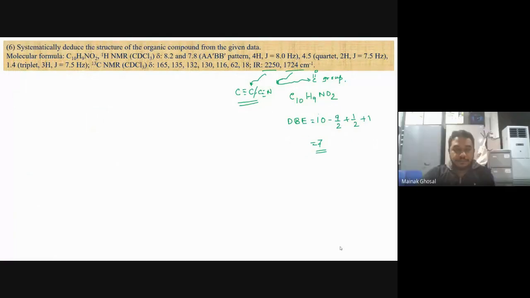Okay, so from this information, I can say what kind of functional group could be present from this IR: there could be C triple bond C or C triple bond N, or any kind of carbonyl functional group. Generally carbonyl functional groups come nearly at 1680 to 1690 in this range, but it is 1724 centimeter inverse. There is a very high chance that an ester group is present.